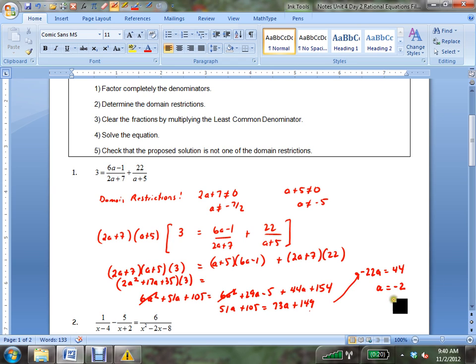Now, there's always one step that you need to do with these problems, and that is to go back. This is your proposed solution, a equals negative 2. Check that it is not one of the restrictions. No, a equals negative 2 is not one of these two restrictions, so it is a good answer. So I am complete.